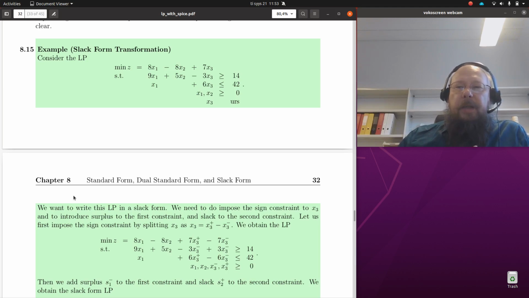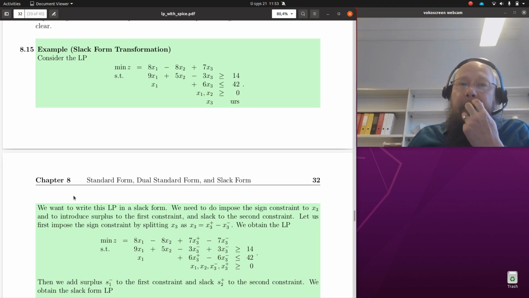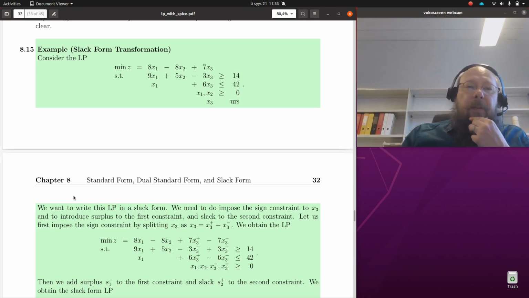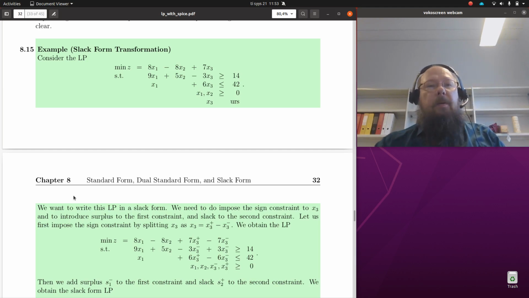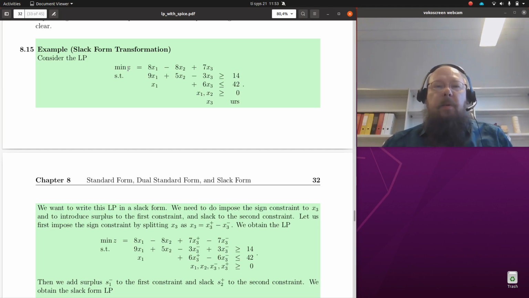So what is the goal of the slack form? We want to have all the constraints as equalities, and we want to have sign constraints for all the variables. Therefore, this minimization is fine by us. Of course, we can turn it to maximization if we like, no problem there, but we don't have to.